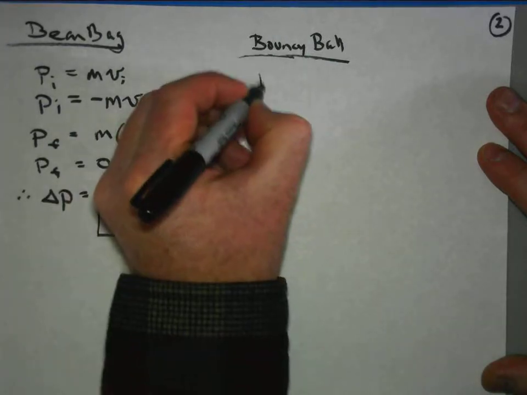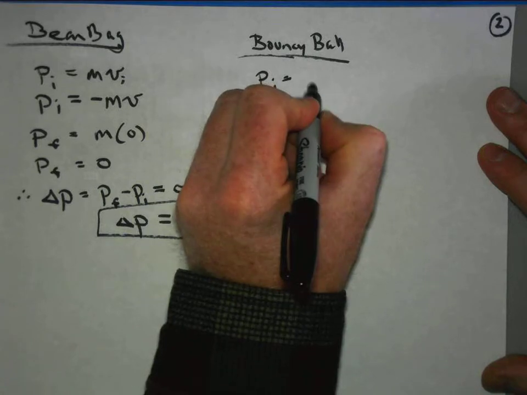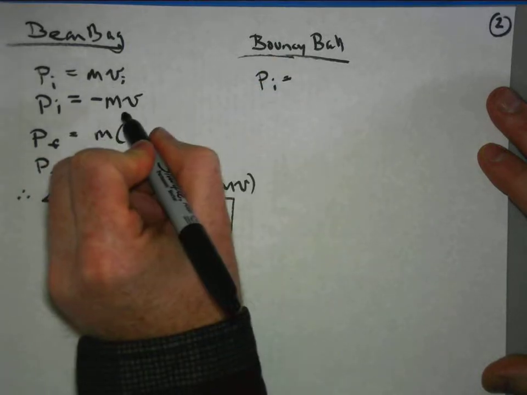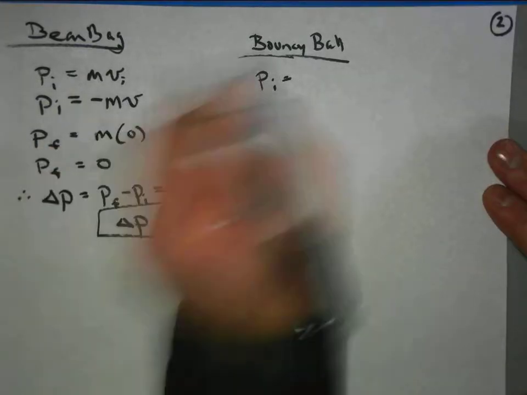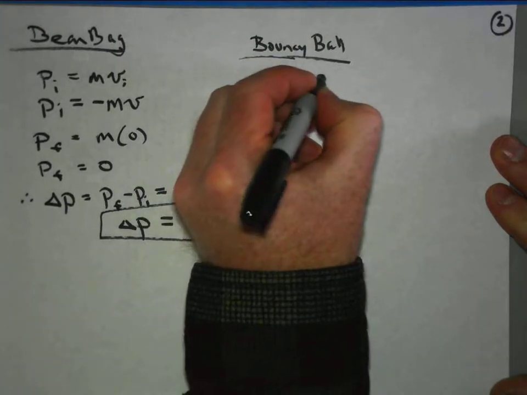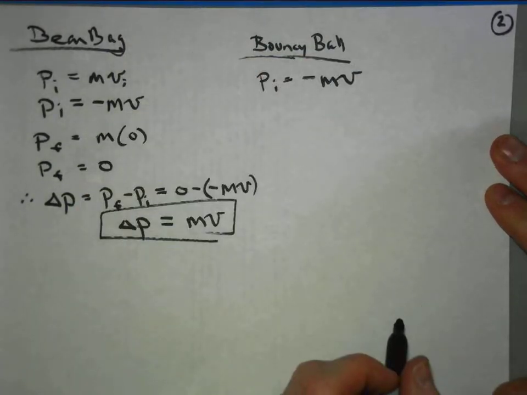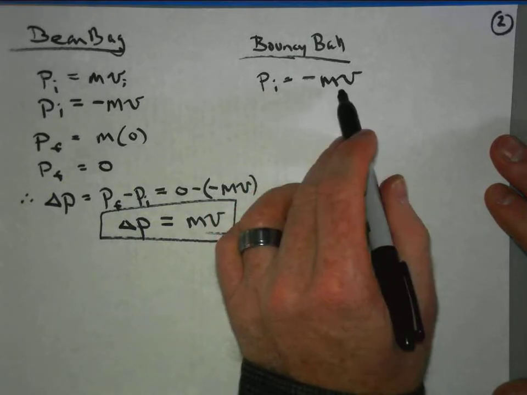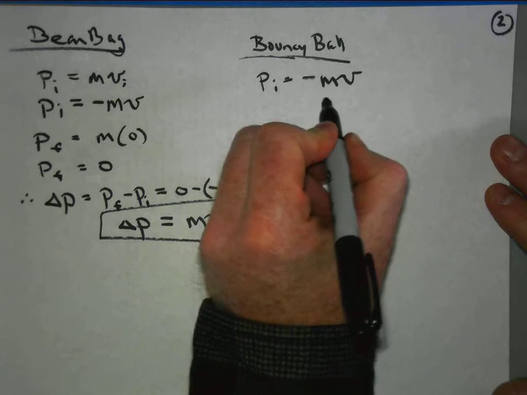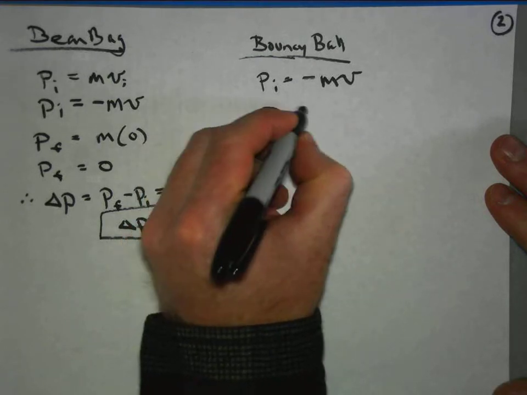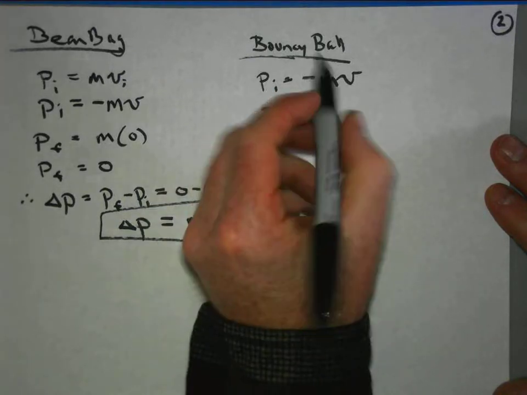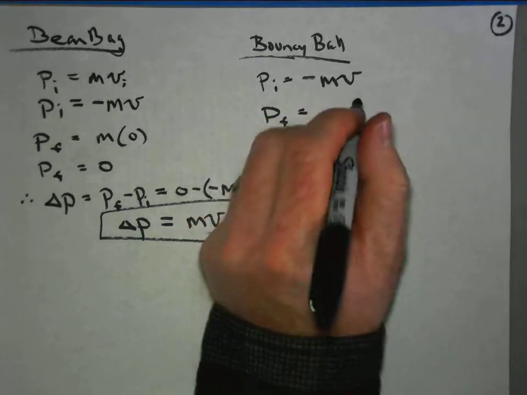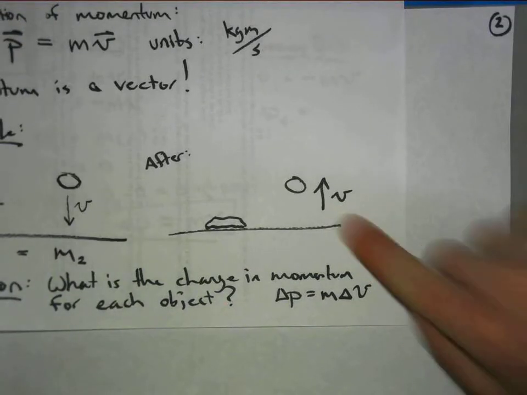So we're going to go through the same process. We have an initial momentum of, well, it was identical to the initial momentum of the beanbag. These two objects had the same mass, and they both had the same initial velocity, which was downward. So the initial momentum of the super bouncy ball is also negative mv. So that's the same as that beanbag. So how about the final momentum of the super bouncy ball? Well, after the bounce, this thing rebounds upward with this positive value for velocity.